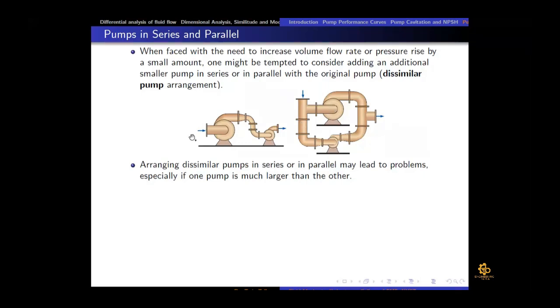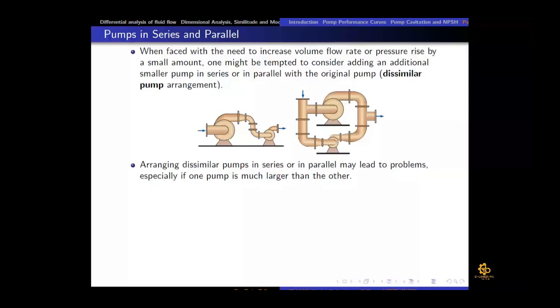Arranging dissimilar pumps in series or in parallel may lead to problems, especially if one pump is much larger than the other, as shown in these figures. Here you can see the consequence. If you install this, the volume flow rate would be dictated by the impeller eye of this smaller pump. That is creating a bottleneck, right? Because we have installed a very small pump, even the net pressure head would be increased a little bit, but the volume flow rate would be quite restricted due to installation of this small pump.